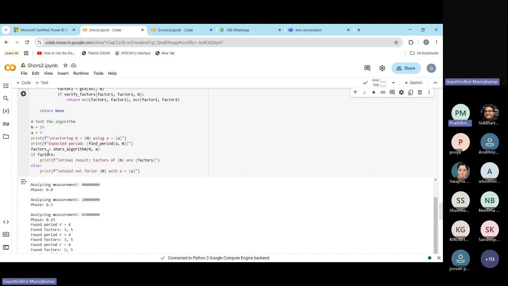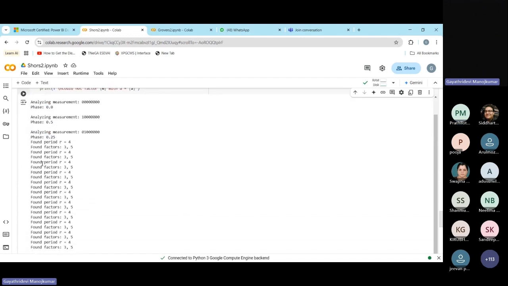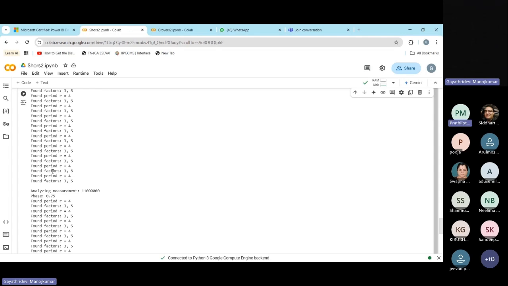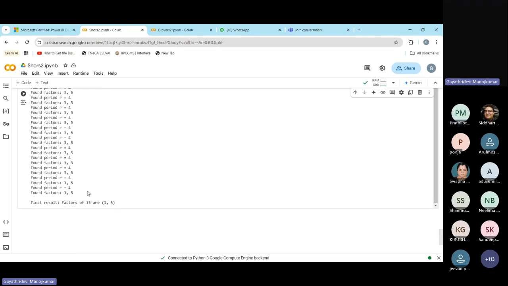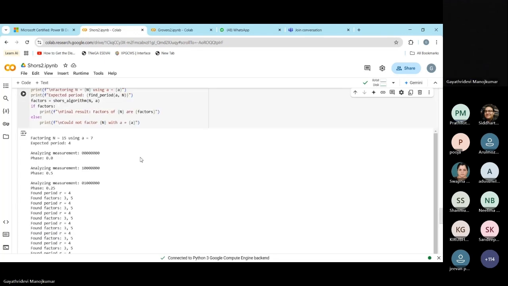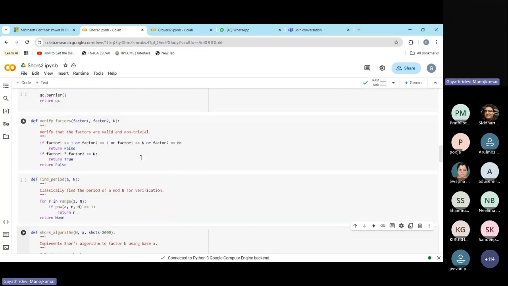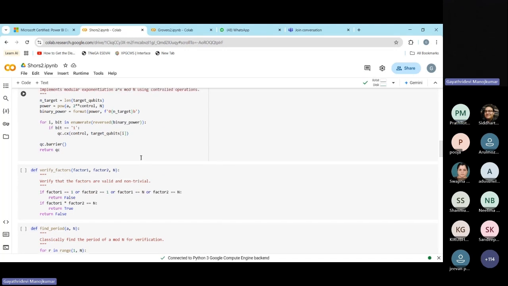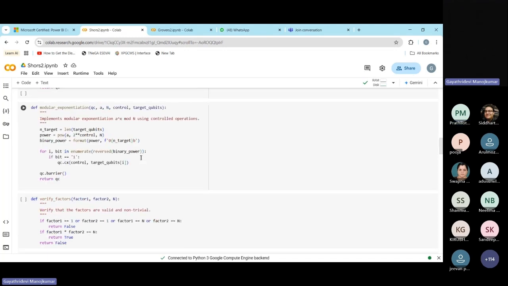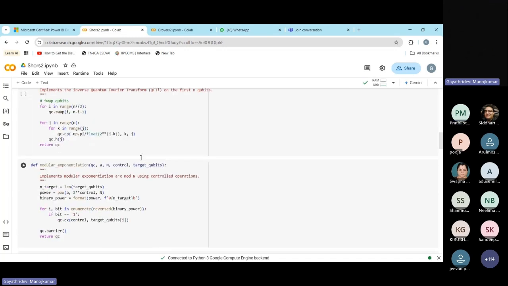In order to test this, I have taken the same example, n equal to 15 and a equal to 7. When we compute this, we can find the factors by analyzing the measurements and the phases, and we got the final result: the factors of 15 are 3 and 5. I hope everyone has understood this. If not, I will share the code so that you can have a quick refresher of this also.